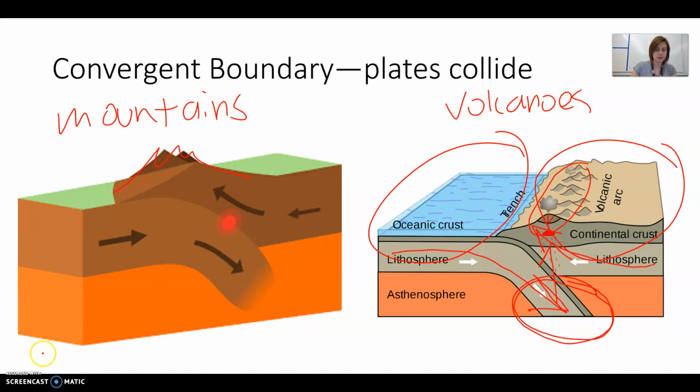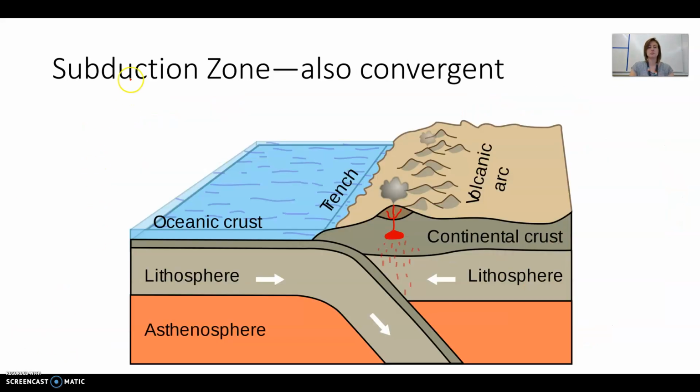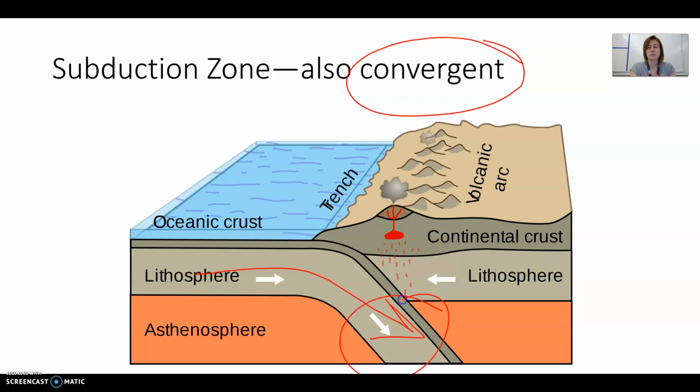Let's talk about a subduction zone. This one on the right, that makes volcanoes, that is called a subduction zone. So a subduction zone is when one goes under the other, and it is convergent, which means they're running into each other. But the more dense one goes underneath, and then it melts, rises, and makes volcanoes, and then the less dense one goes on top. So it's just a type of convergent boundary that makes volcanoes when one goes under the other. That's a subduction zone. So that's convergent as well, though.